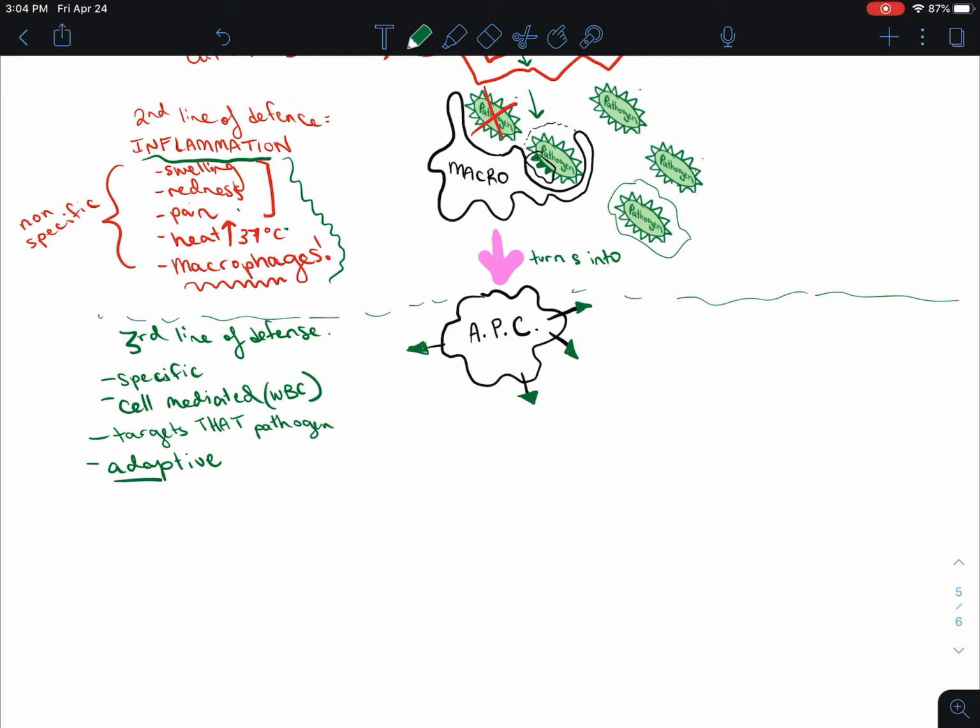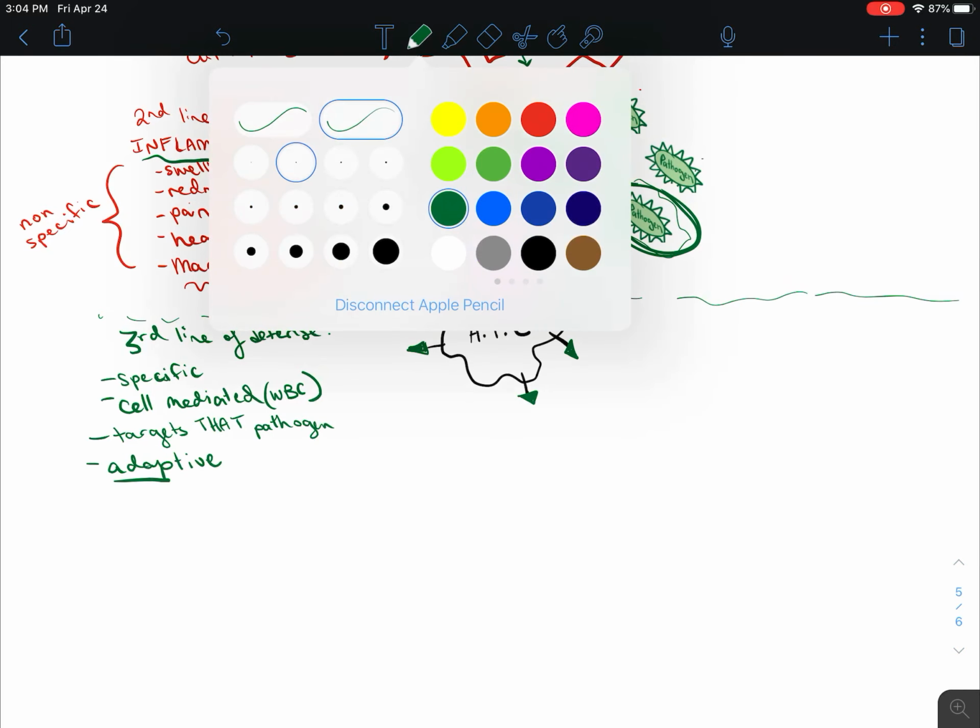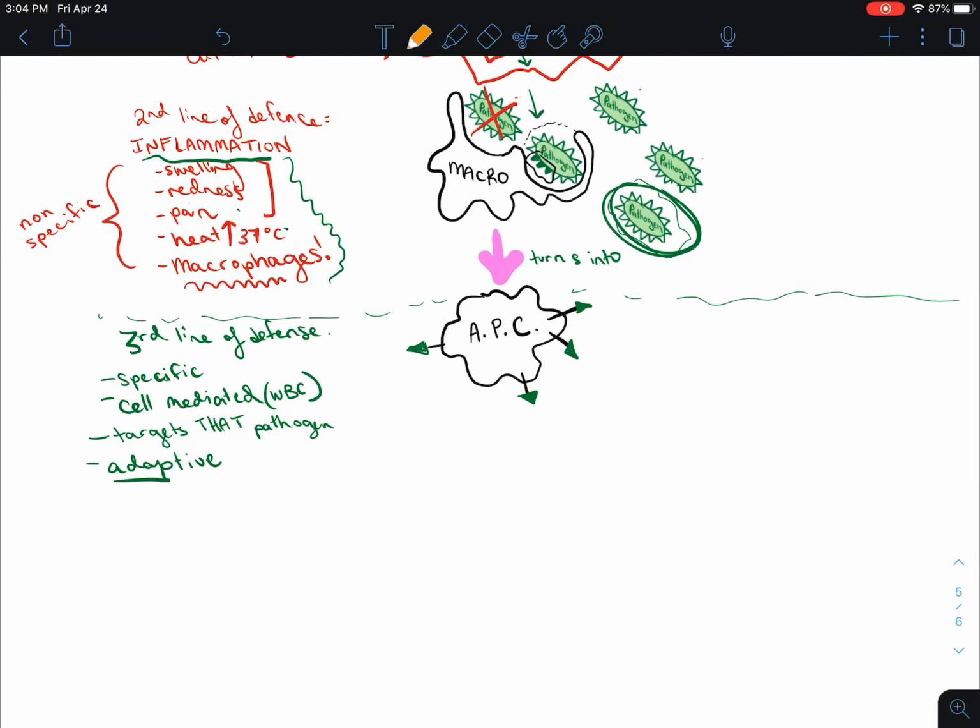If something can adapt, it means it can change in response to its environment. So your white blood cells can change their behavior to target whatever pathogen we're dealing with. Okay? So the first part of our immune system here that's going to talk to the antigen presenting cell is something called the helper T cell.